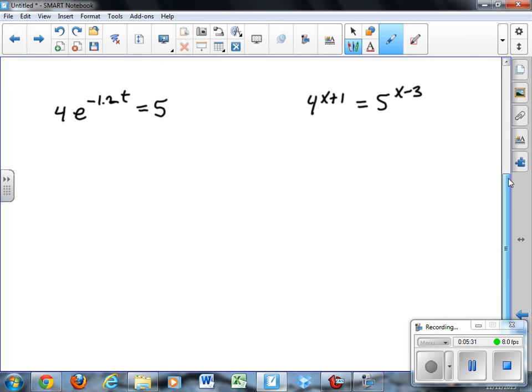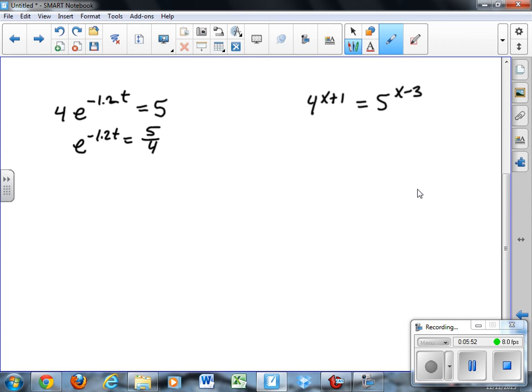When you have a base e, you want to use the natural log. But this problem also illustrates something else. Before I use logs at all, I need to get the base with its exponent isolated. In other words, I need to divide by 4 first. So I have e to the negative 1.2t is equal to 5/4.